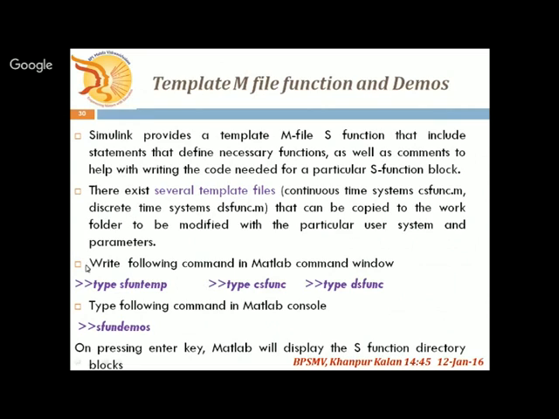In order to look at different kinds of templates, there exist several template files, separate for a continuous time system, named csfunc.m, and a discrete time system, dsfunc.m, that can be copied to the work folder. If you want to work with a continuous system, start with this template. If you want to work with a discrete system, start with this one. If you want to copy or edit any template, type edit followed by the function template name. So it will open the S function demo.